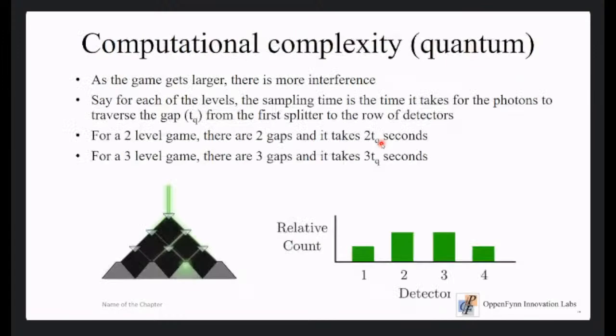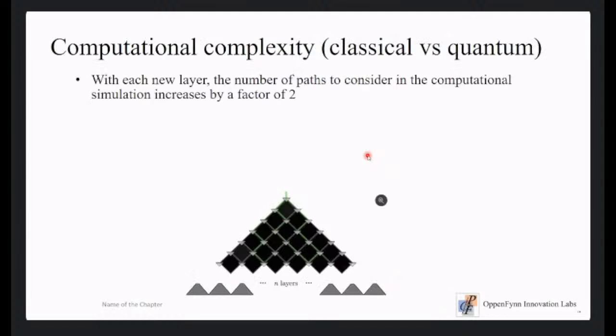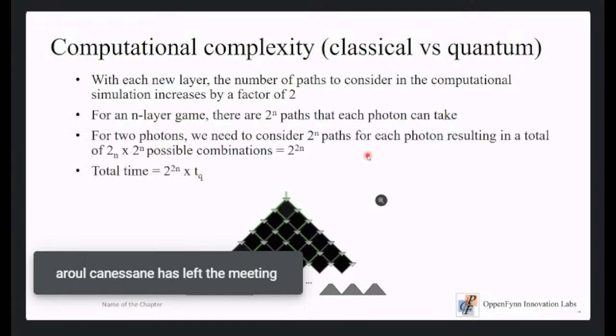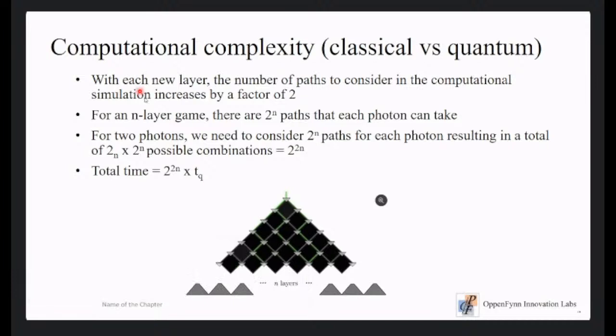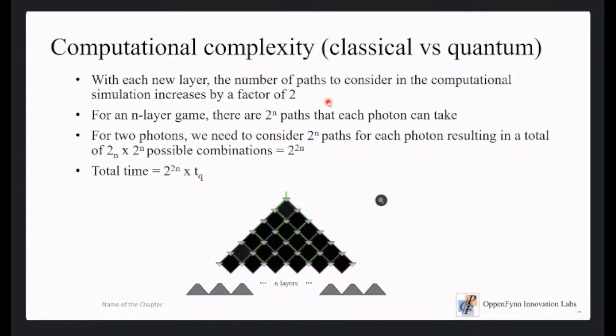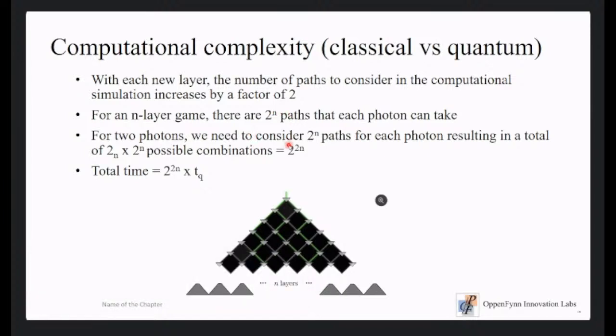So you can immediately see that the complexity doesn't grow as fast as for classical computing. To compare the complexity, I'm just summarizing it again. For each layer, the number of paths to consider in the computational simulation increases by a factor of 2. So let's say you have an n-layer system instead of 2 or 3. There are 2 raised to n paths that each photon can take.